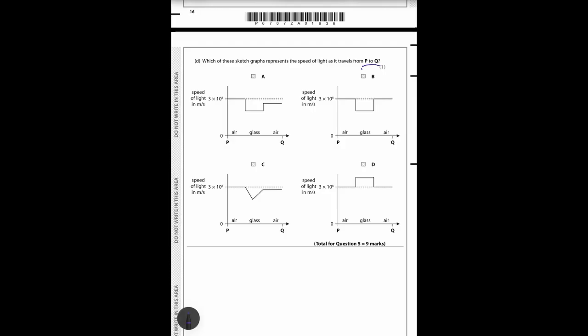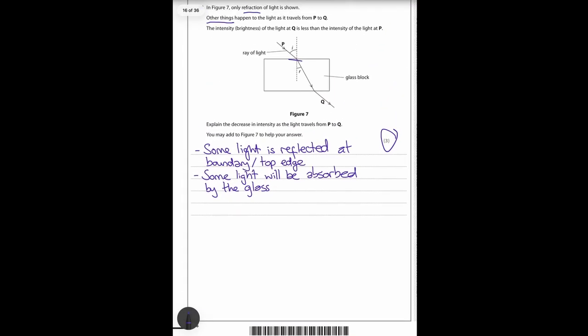So what do I know about the situation when it goes from P to Q? Well, when it's in P, it's in air. Then it goes to the glass block, and so it's obviously in glass. Then it goes to Q and it's in air again. So I know the speed of light is going to be consistent when it's in P.